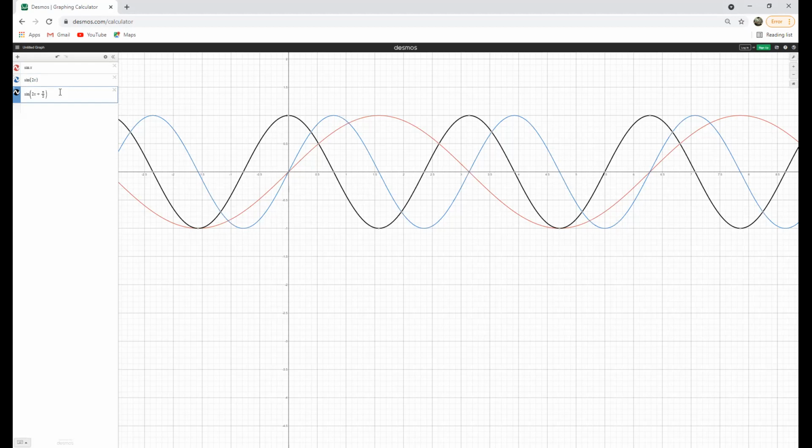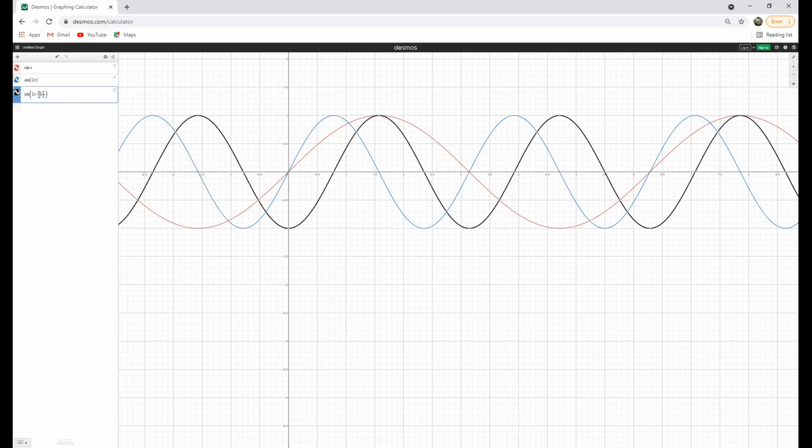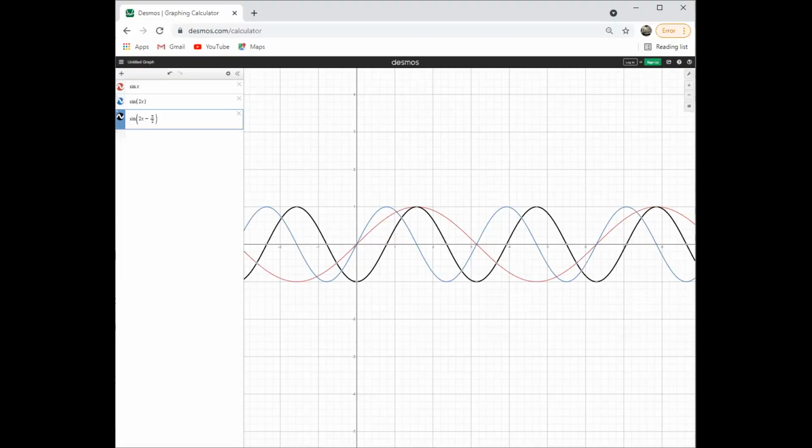What about this guy here? We have 2x plus pi over 2, or we can do the subtraction, 2x minus pi over 2. Well, to find the period for this function, we're going to set 2x minus pi over 2 equal to 0, and 2x minus pi over 2 equal to 2 pi. So let us take a look at this together and write everything down.